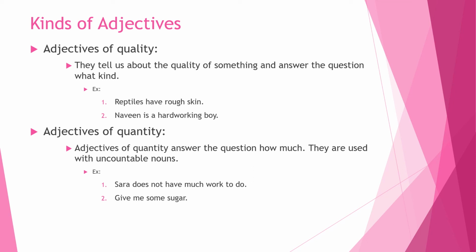In the next example, give me some sugar. Sugar is an uncountable noun. So some is the adjective of quantity which we use with the uncountable noun sugar. Hope you have understood the adjective of quantity.